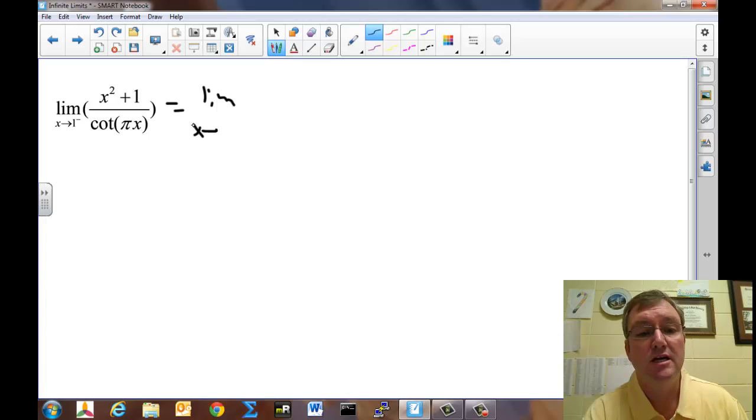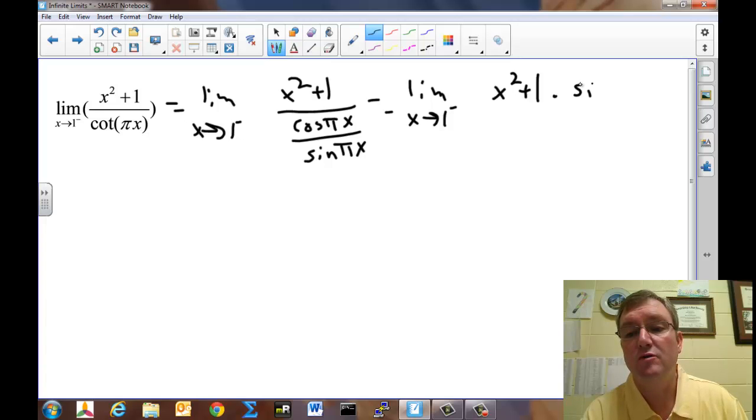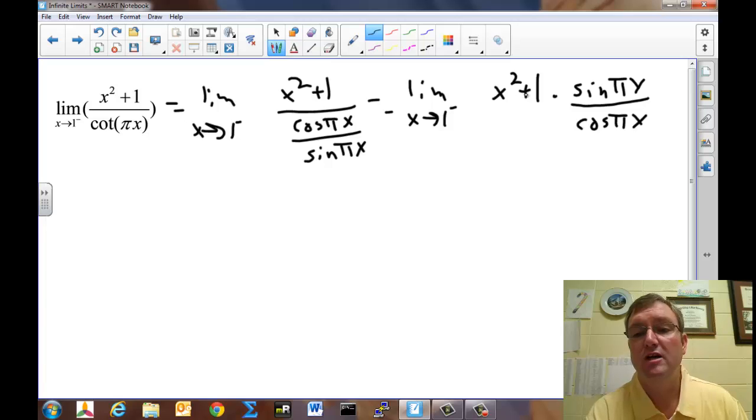The limit as x approaches 1 from the left of x squared plus 1, we could write that as the cosine of pi x over the sine of pi x, couldn't we? Well, we could rewrite that so that we don't have complex fractions as well. If we leave the numerator like it is, we're going to flip the denominator over. We've got the sine of pi x over the cosine of pi x. So now can we evaluate this?